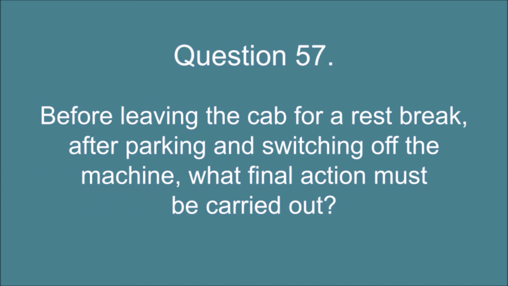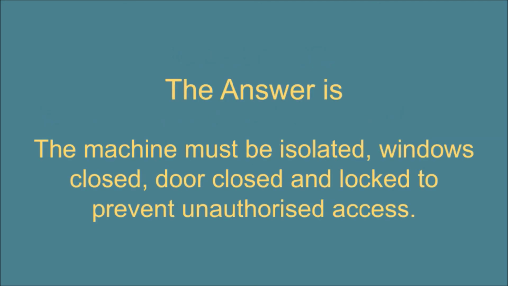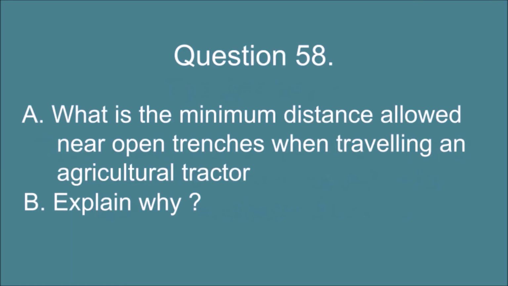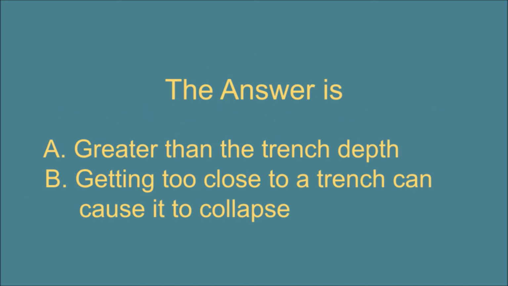Question 57. Before leaving the cab for a rest break, after parking and switching off the machine, what final action must be carried out? The answer is the machine must be isolated, windows closed, door closed, and locked to prevent unauthorized access. Question 58. A. What is the minimum distance allowed near open trenches when traveling an agricultural tractor, and B. Explain why. The answer is A. Greater than the trench depth. B. Getting too close to a trench can cause it to collapse.